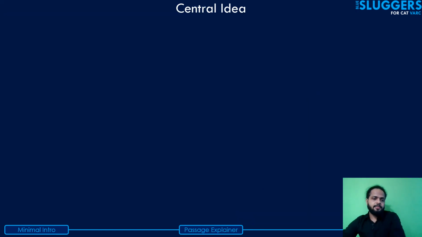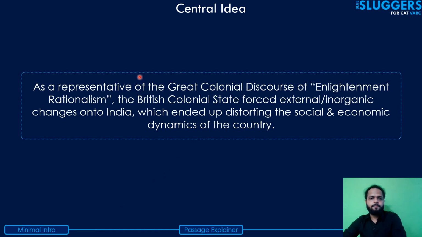Guys, the central idea of the passage can be summarized in the following lines. As a representative of the great colonial discourse of Enlightenment rationalism, the British colonial state forced external or inorganic changes onto India, which ended up distorting the social and economic dynamics of the country. That will be your central idea.